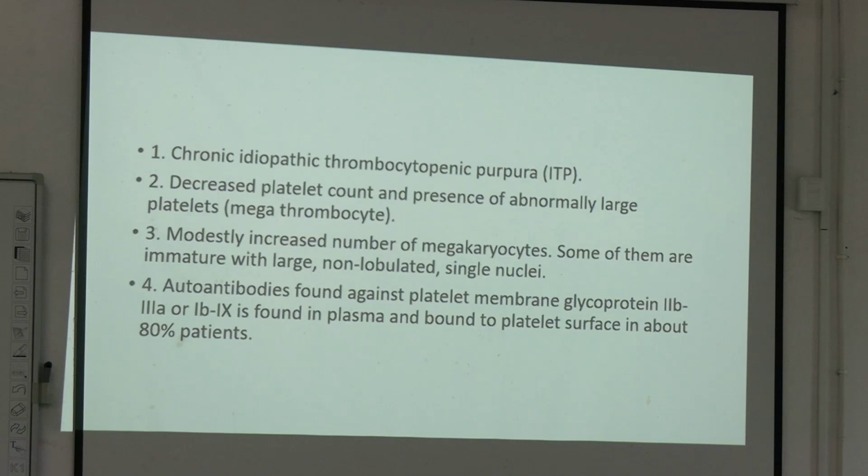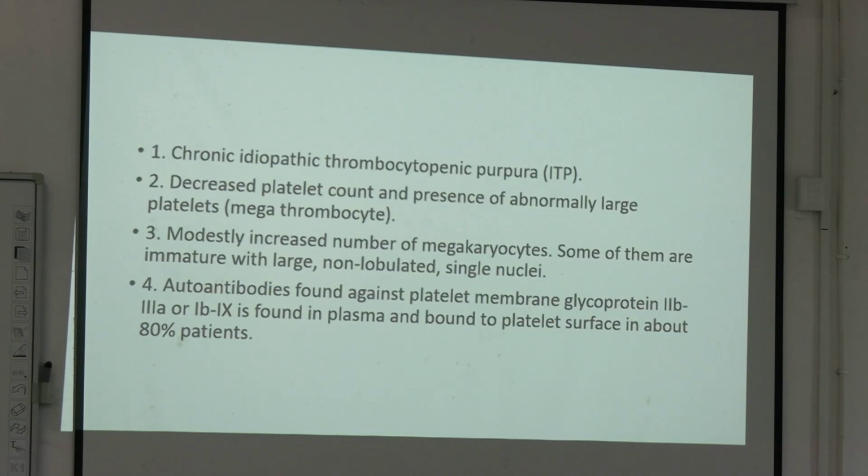What will be the peripheral blood picture? Presence of giant platelets, known as megathrombocytes. Platelet count will be decreased, but there will be giant platelets. So the work of 100 platelets is being done by one, a giant Hulk.